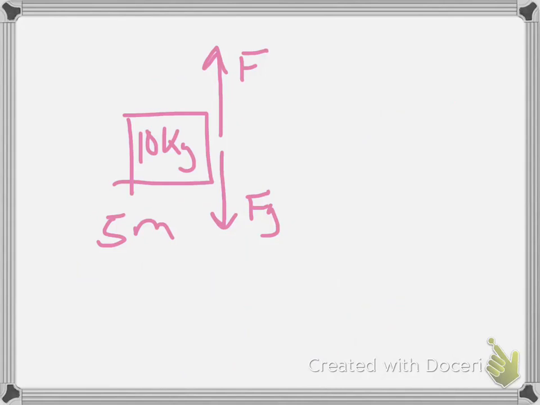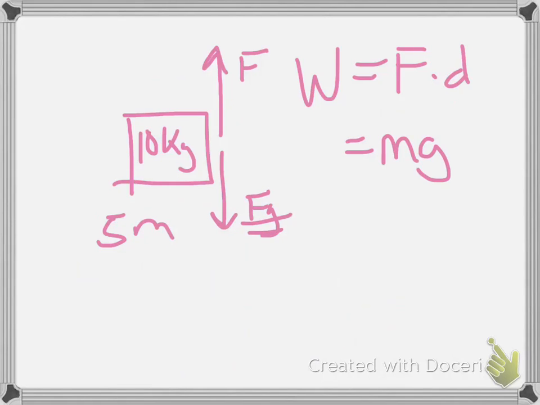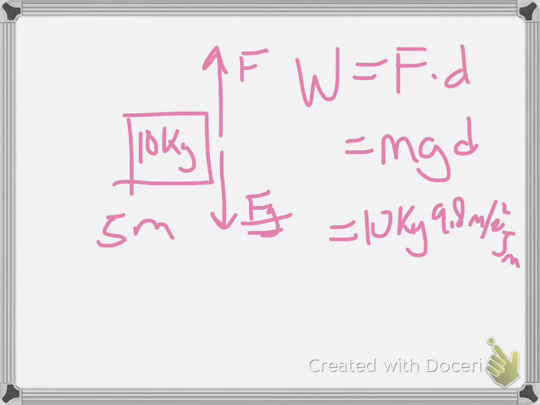So in order to find out how much work is done, you would do work equals force times distance. But in this case, the force that's applied to move that object a distance upward 5 meters is equal to that force of gravity. So it would just be mgd. So 10 kilograms times 9.8 meters per second squared times that 5 meters. And that comes out to be roughly 500 joules.